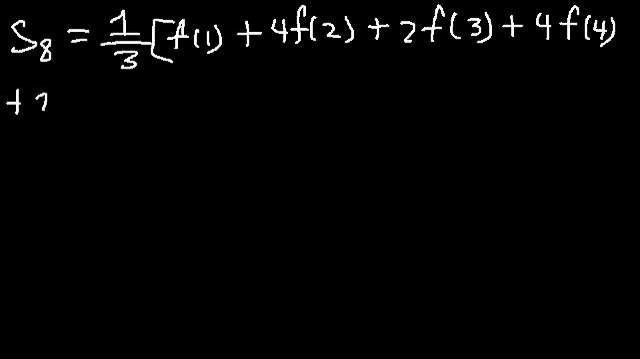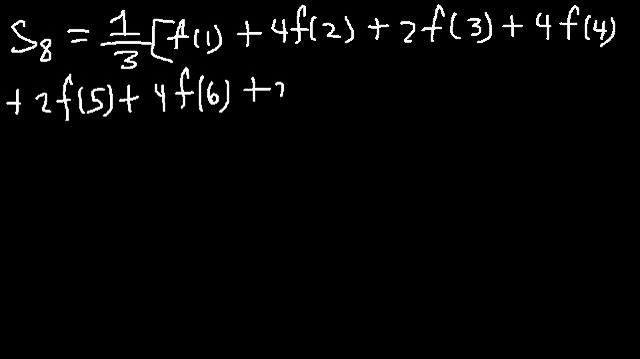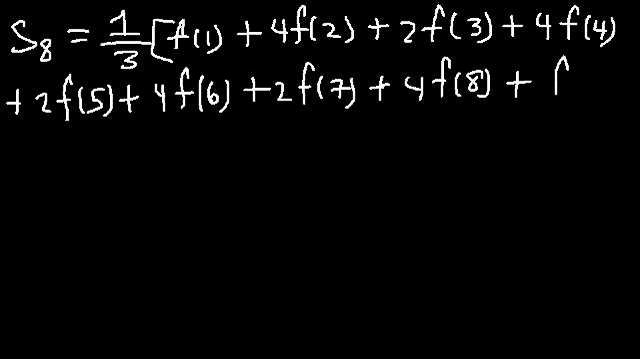Plus 2 times f of 5, plus 4 times f of 6, plus 2 times f of 7, and 4 times f of 8. And then the last one is just f of 9. So that's Simpson's rule.